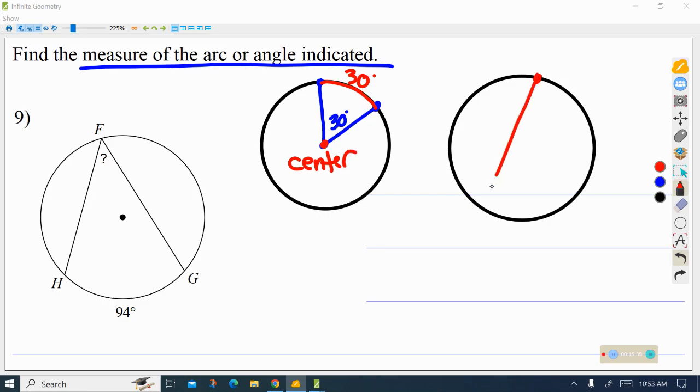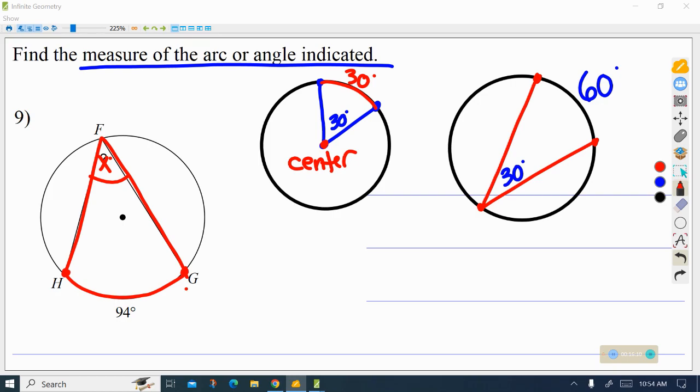If we have an inscribed angle, though, it's totally different. If this is 30, then the arc that it makes is 60. It's going to be double. So to do these problems, we're looking at a one-step example here. You should be able to see visually the connection between this arc that's 94 and this angle over here. You need to realize this angle that we need to find, that I just put an X in, intercepts the arc of 94.